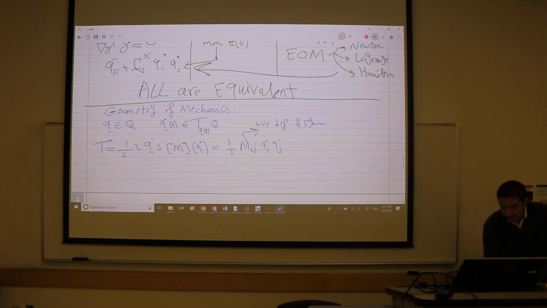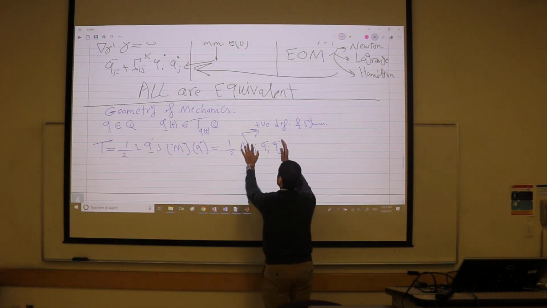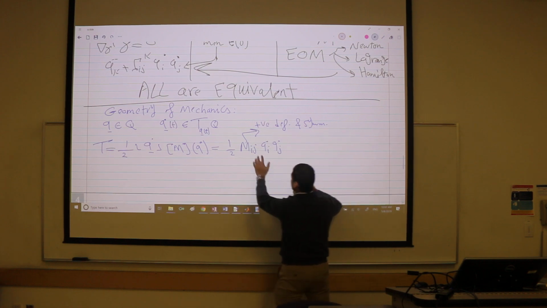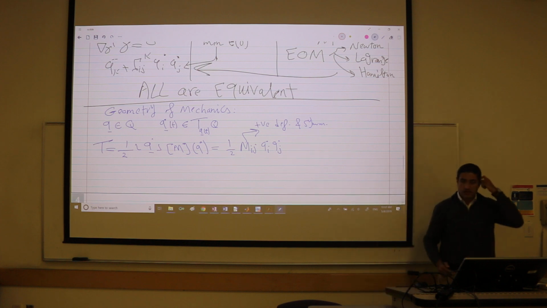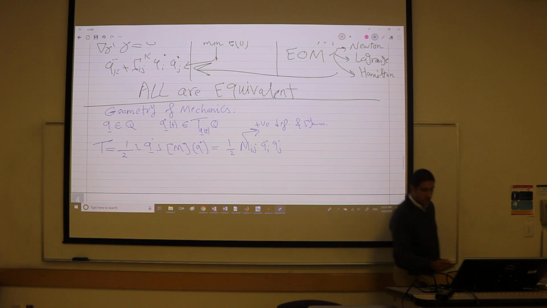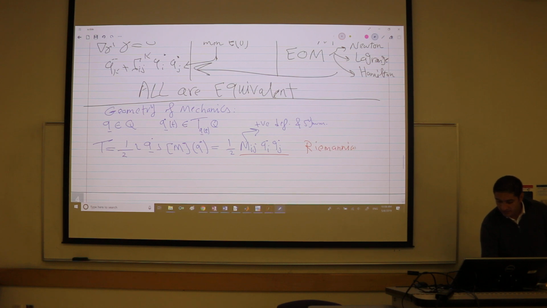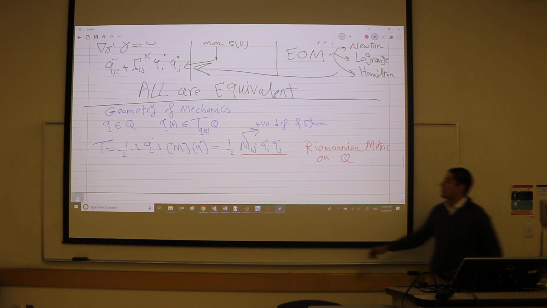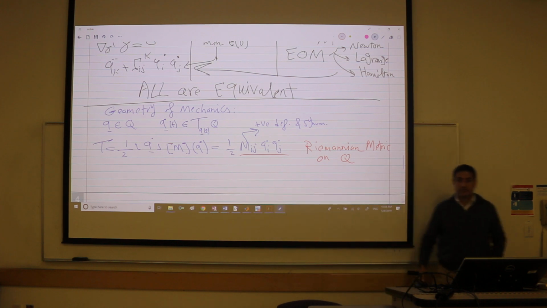So again, by definition, when you look at this, I don't care where you come from. Look at this. This is a matrix that is positive definite and symmetric, defined on the entire manifold Q. So indeed, what is this thing? It's a Riemannian metric. It's a Riemannian metric on Q. So the kinetic energy is a Riemannian metric on the configuration manifold. Okay?